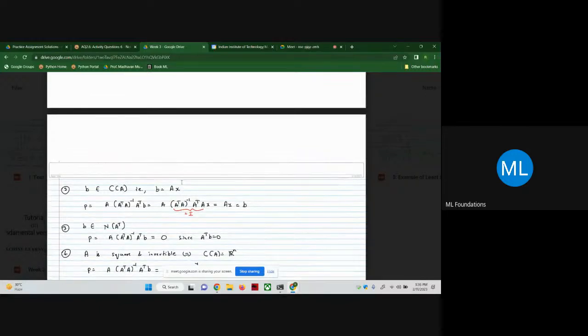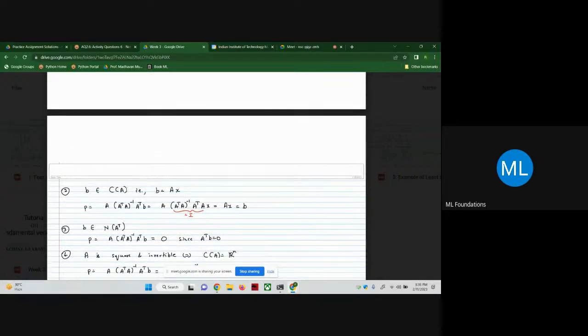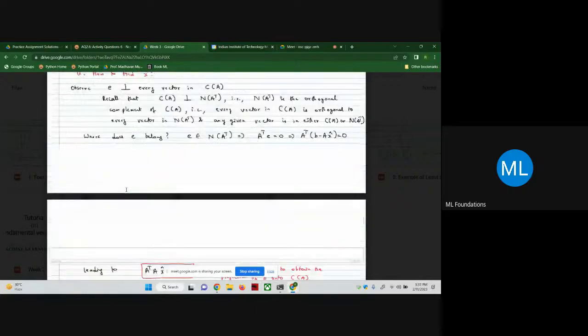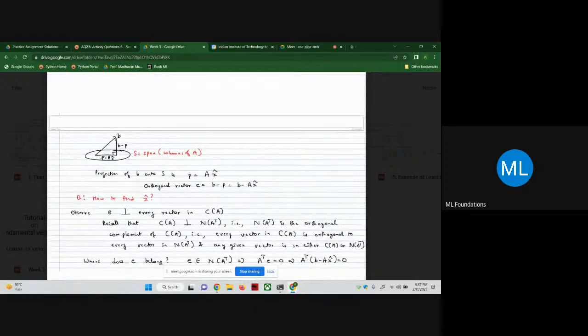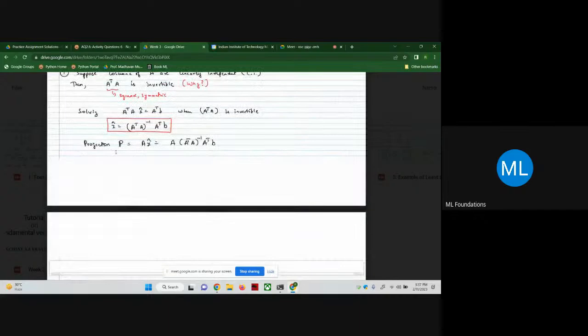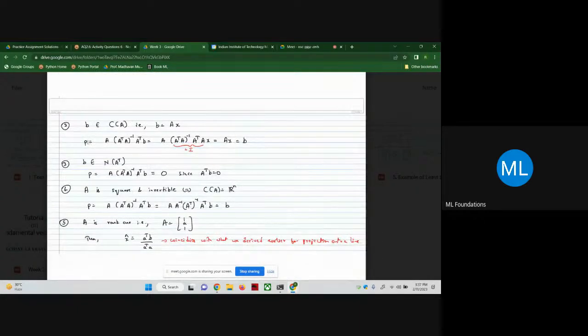If B already belongs to the column space of A, then the error will be 0. Then B minus P will be 0, so the projection itself will be equal to B. In other words, A transpose A inverse A transpose A, this will be equal to I.